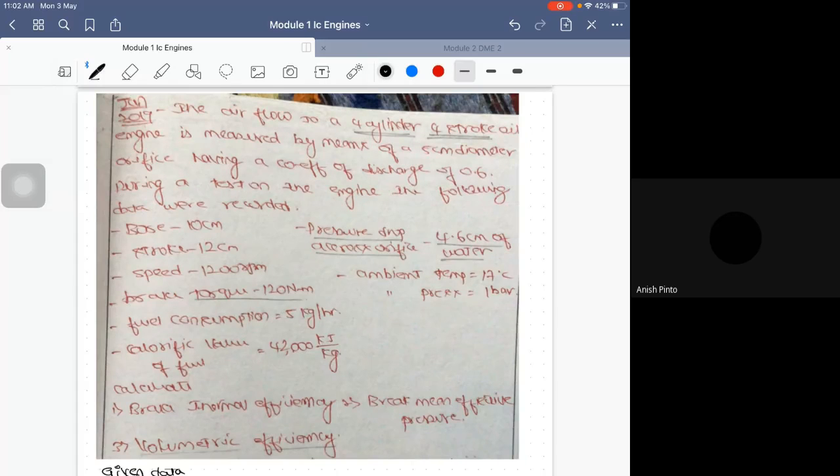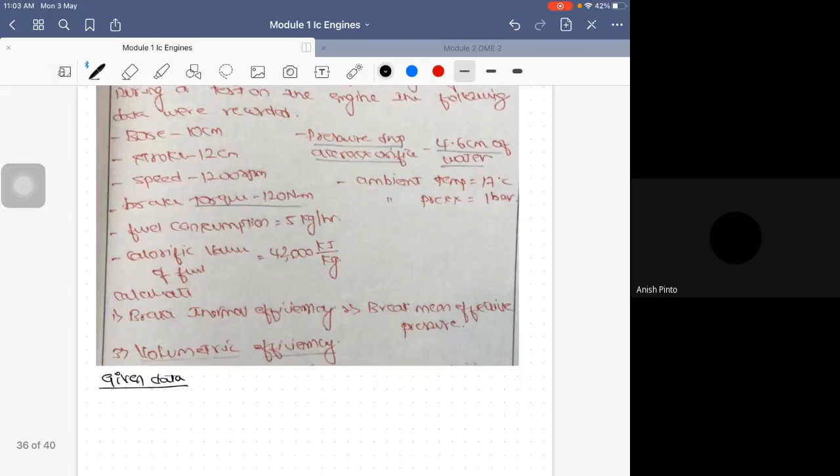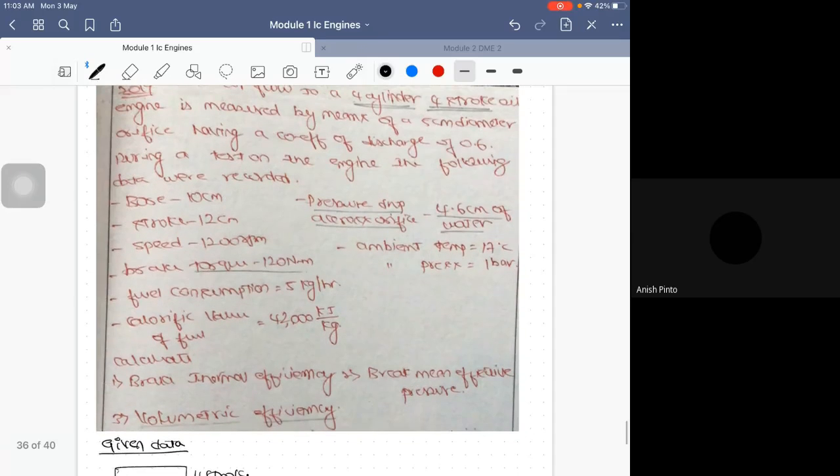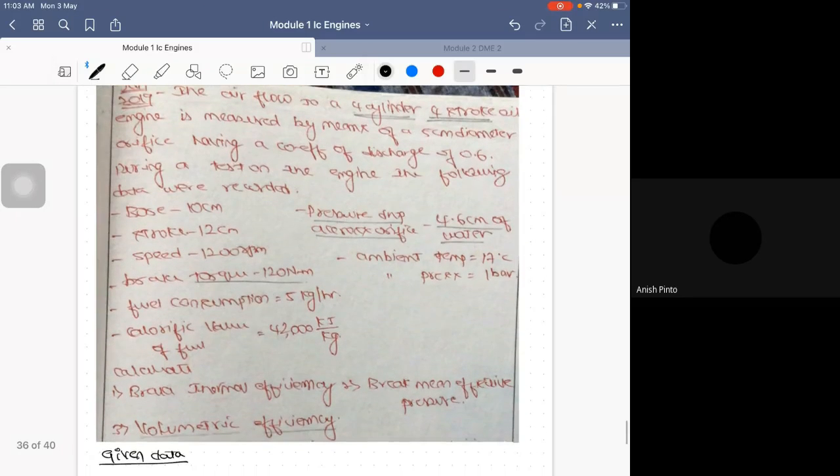Shall we start? So the given data is it's a 4-stroke, 4-cylinder engine. I would just draw an engine diagram and write it. It is a 4-stroke, 4-cylinder. So how many cylinders does it have? 4 cylinders. The airflow to a 4-stroke, 4-cylinder engine is measured by means of a 5 centimeter orifice.